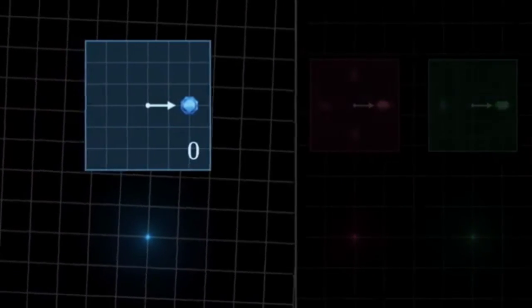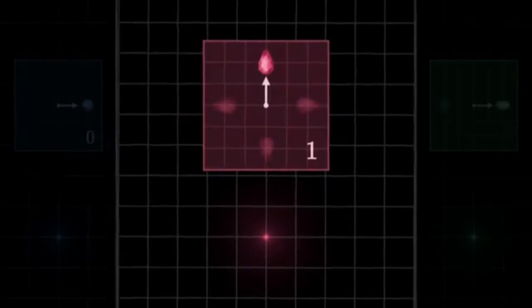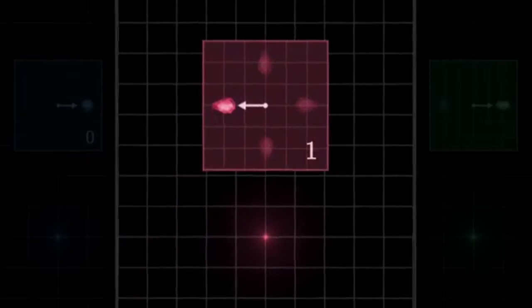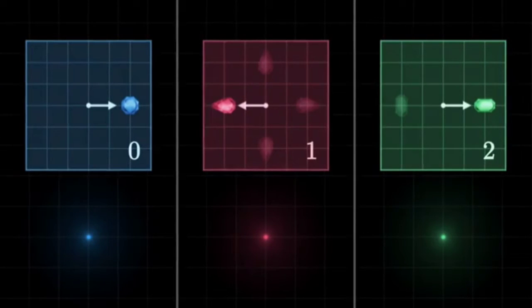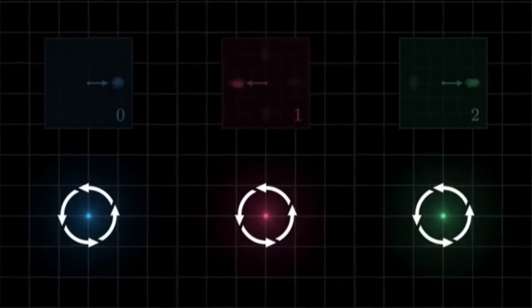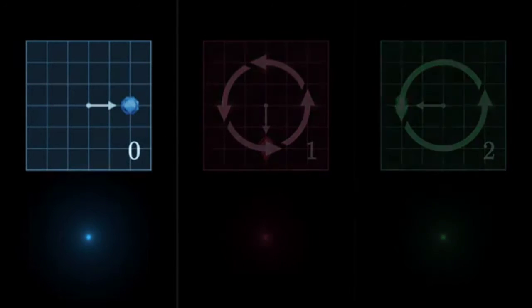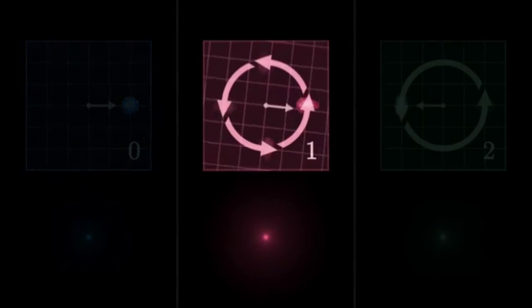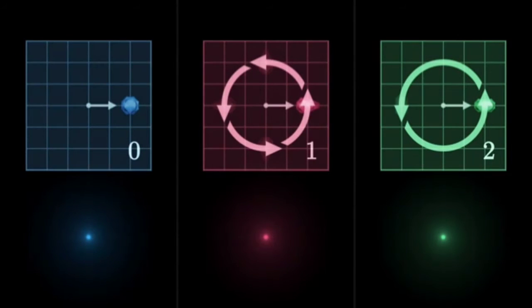The state of the blue particle rotates 0 times. That of the red particle rotates 1 time. And that of the green particle rotates 2 times. We call this property the spin number. The spin number describes how rotations in physical space are represented in the abstract space. The blue particle has a spin number of 0, the red particle of 1, and the green particle of 2. We say that these are 3 different representations of the rotation group.